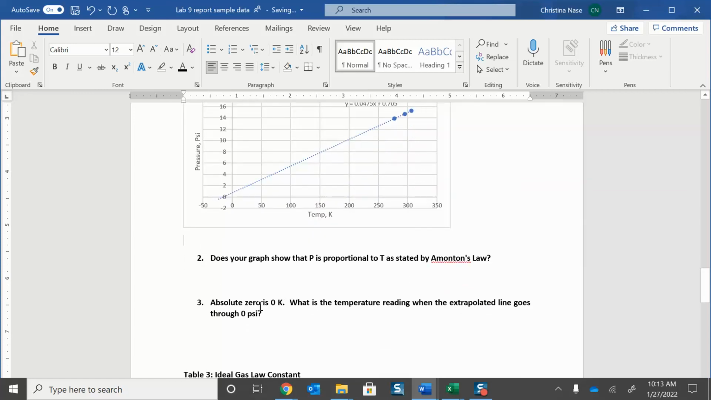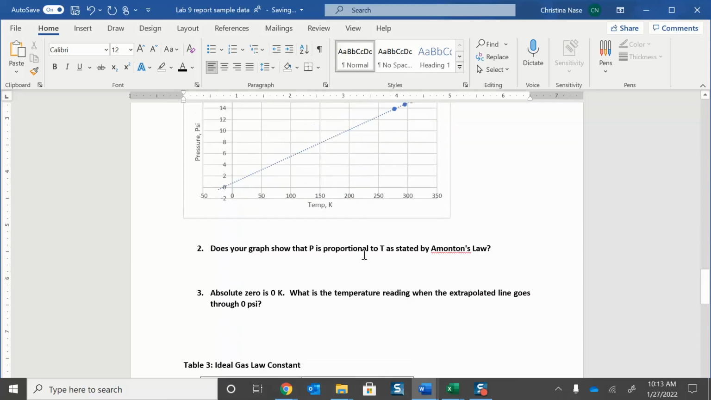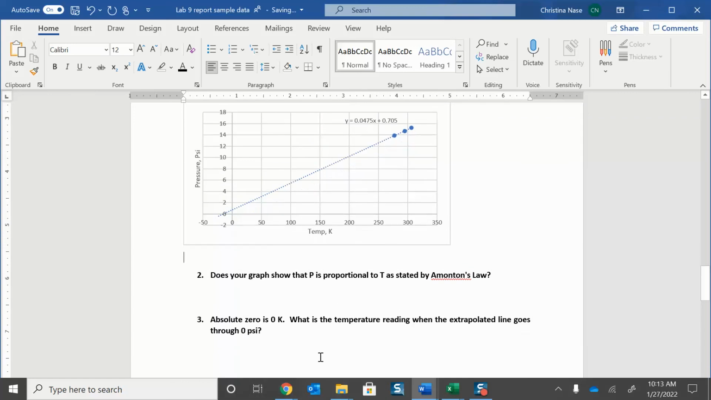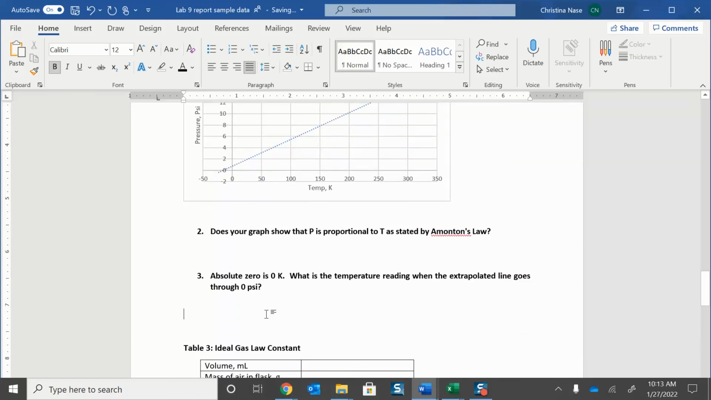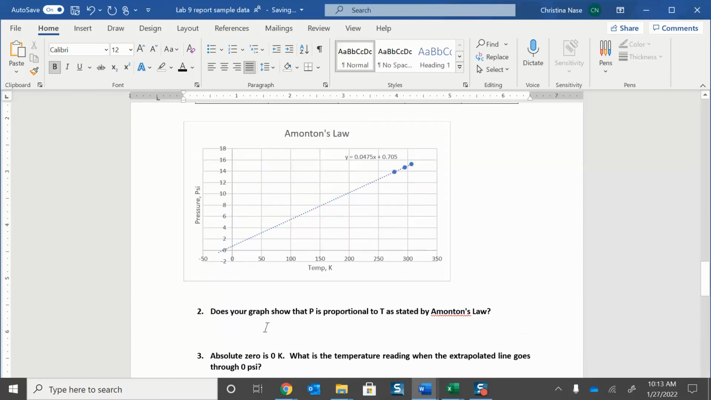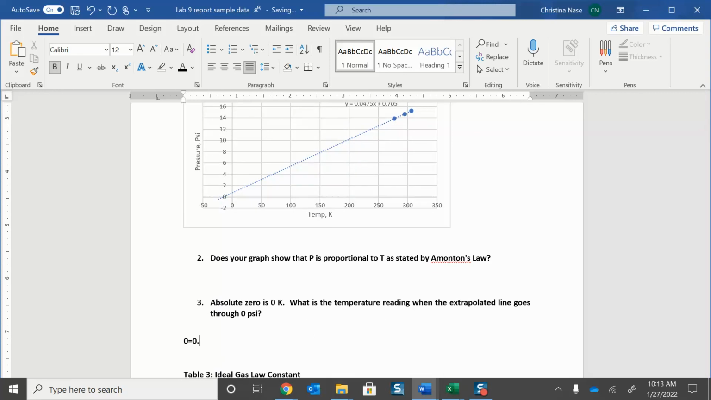And then for absolute zero is 0 K, what is the temperature reading when the extrapolated line goes through 0 PSI? So pressure is our y, right? So if I set this to 0, I have 0 is equal to 0.475x plus 0.705, and I solve for x, that would give me my temperature.